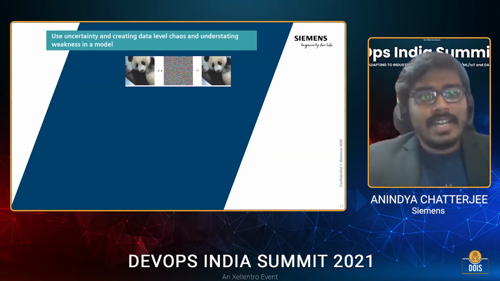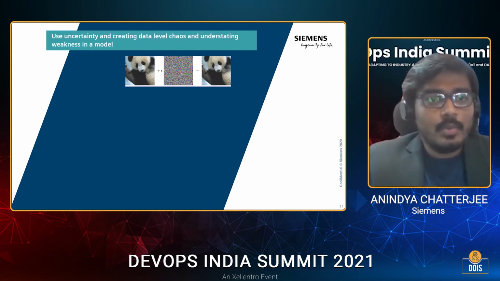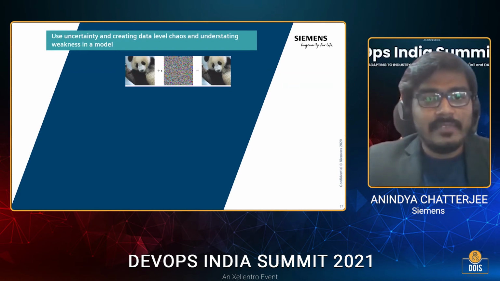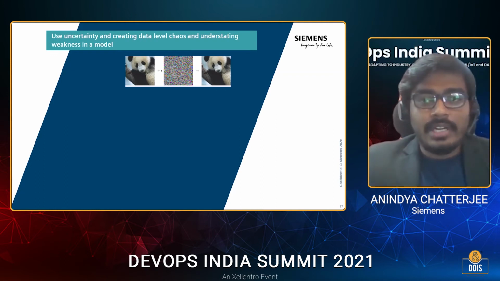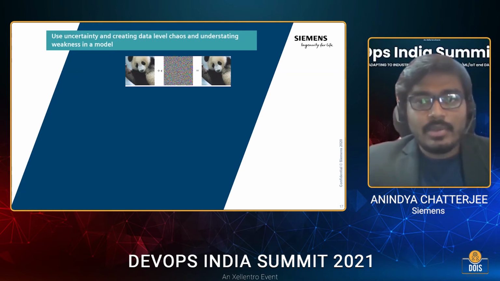Now, let's try to understand how we use uncertainty to create data-level chaos and understand the weaknesses of a model. Let's look at this image. This is a panda. On the left-hand side, if you pass this image to a certain image classifier, it will classify it as a panda, say with 70% accuracy. But when you add a certain noise to the data, it completely confuses the model, and it is not able to detect a panda. But to the human eye, it still looks like a panda, and we are not able to see whether there has been a difference.